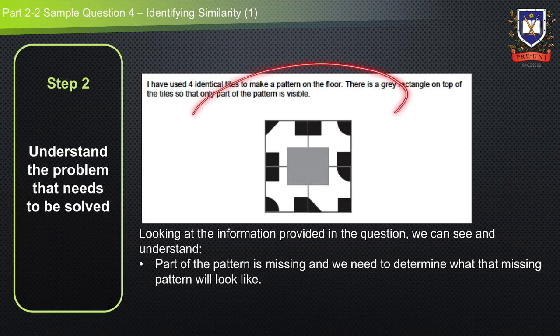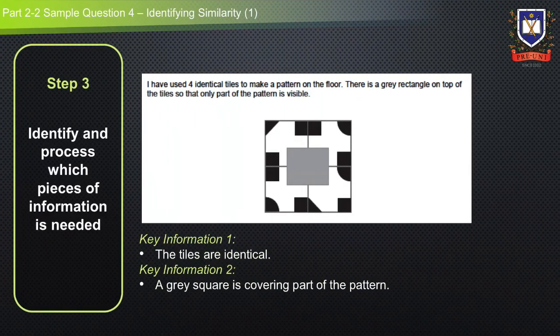Looking at the information provided in the question, we can see and understand that part of the pattern is missing, and we need to determine what that missing part will look like. Next is to identify and process which pieces of information are needed. From this question, there are 2 key pieces of information. Key information 1 is that the tiles are identical. Key information 2 is that a grey square is covering part of the pattern.